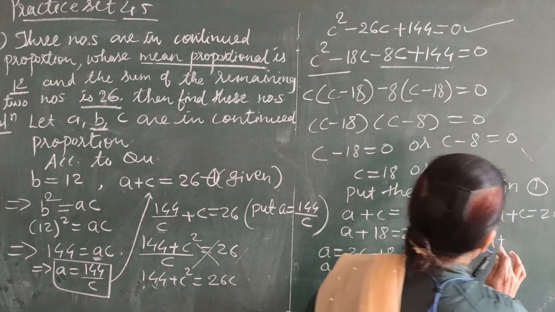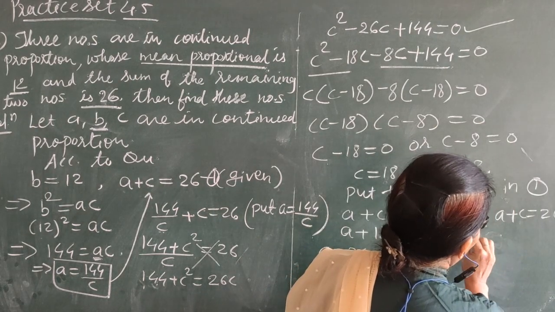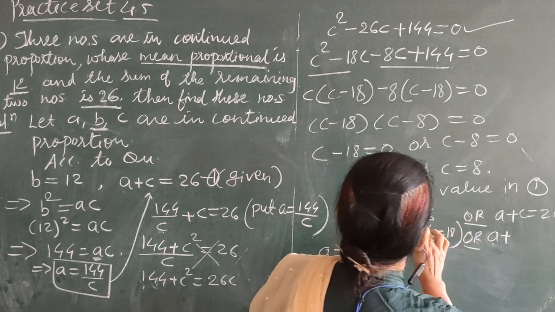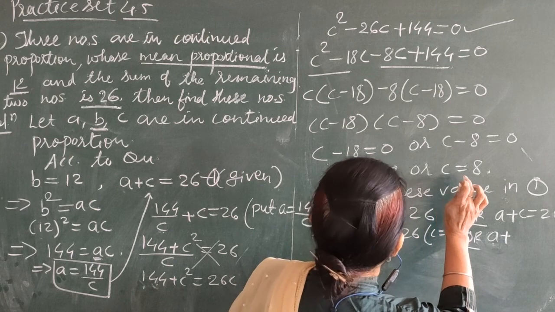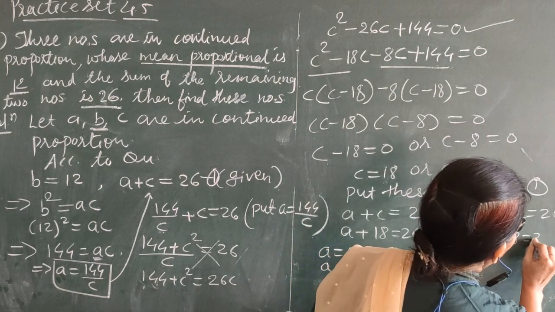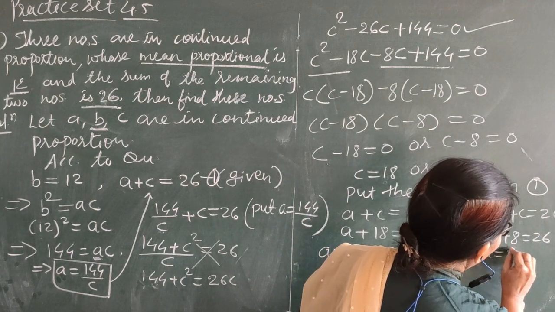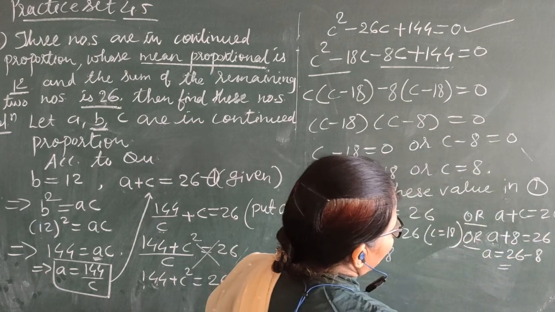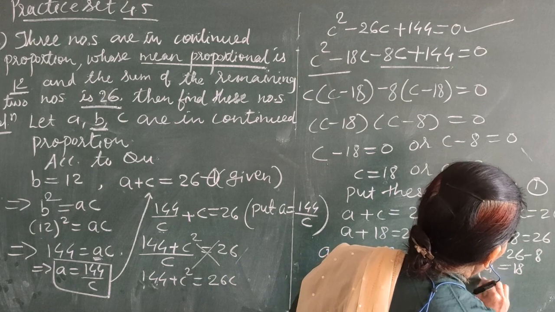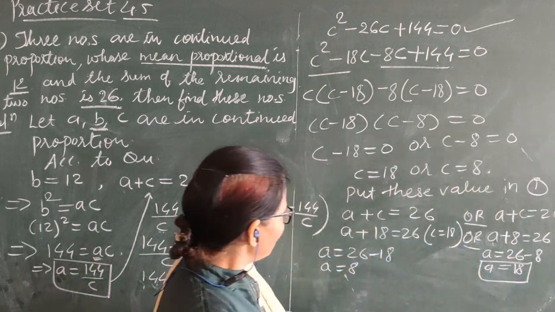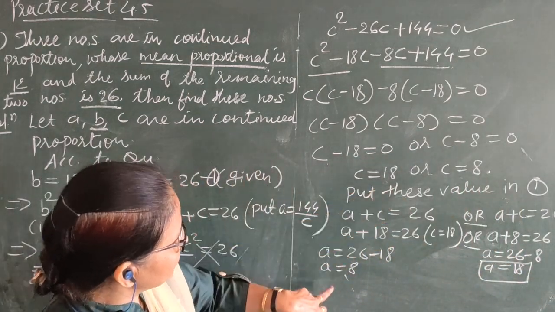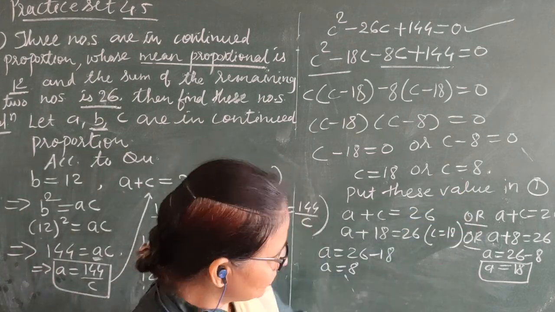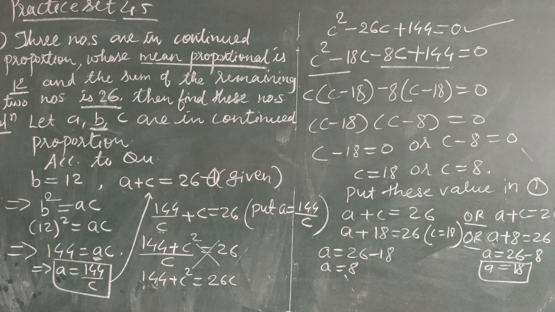Okay, now A will be as it is. C is equal to what I am taking now? 8. A is equal to 26 minus 8, simplify, and you will get 18. Okay, children, so when you have taken C is equal to 18, you are getting A is equal to 8, and when you have taken C is equal to 8, you are getting A is equal to 18.